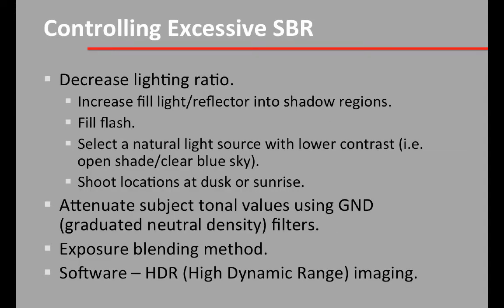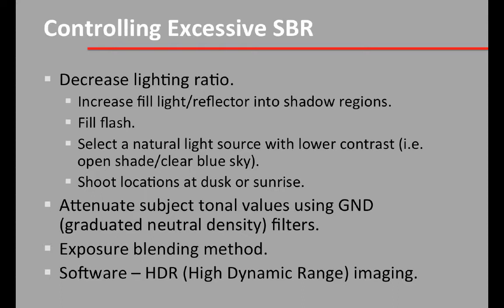All right, so let's look at how we can control excessive subject brightness ranges. There are a few different ways. If we're shooting in the studio, it's easy. We can decrease the lighting ratio. We can fill the shadow region by using lights, so we light up the shadow region to make it less contrasting.